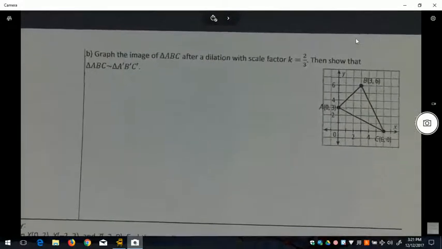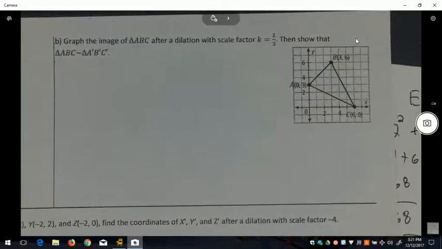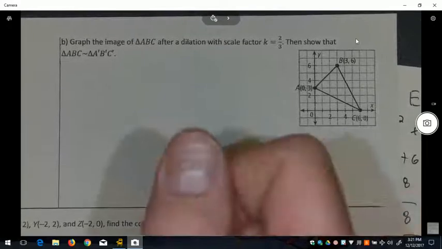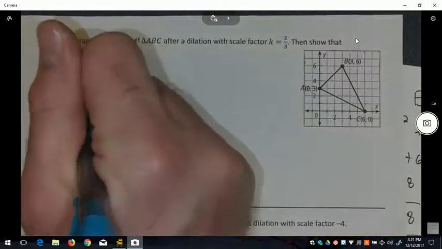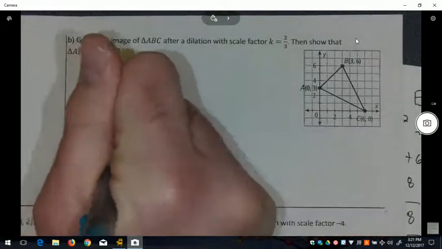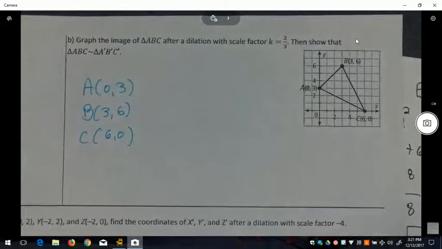This next problem asks us to graph the image of ABC, and this again we've done before, with a scale factor of 2/3. The previous problem we had not done before. So all we need is the ordered pairs for A, 0, 3, for B, 3, 6, and for C, 6, 0. Those were given to us. That's helpful. And the scale factor is 2/3.